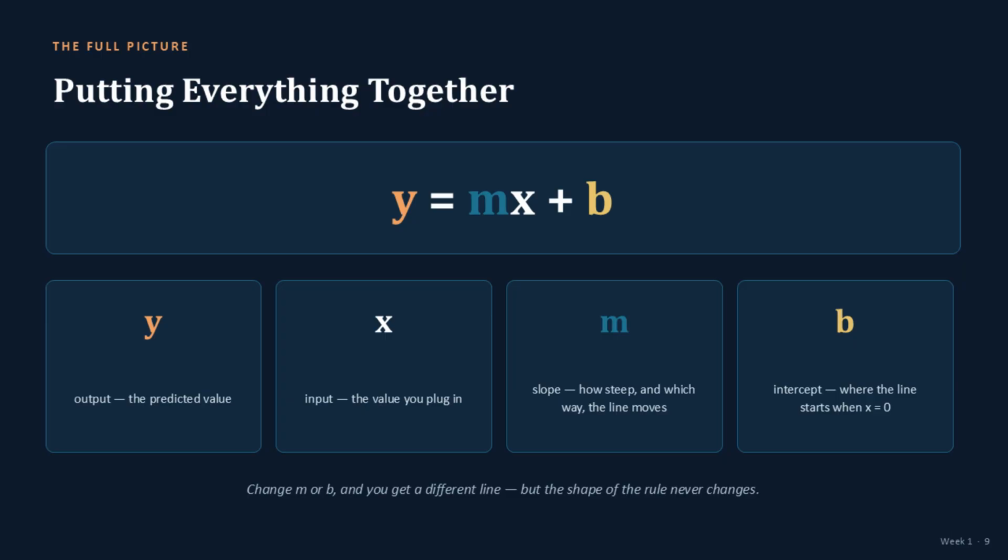Now let's put everything together. The equation y = mx + b contains all the important information about a linear function. The variable x is the input, y is the output, m is the slope, and b is the y-intercept. Once you understand these four parts, you'll be able to read and interpret almost any basic linear equation.